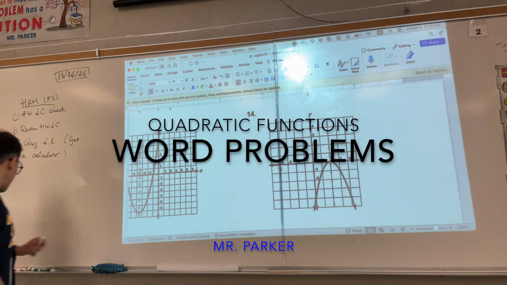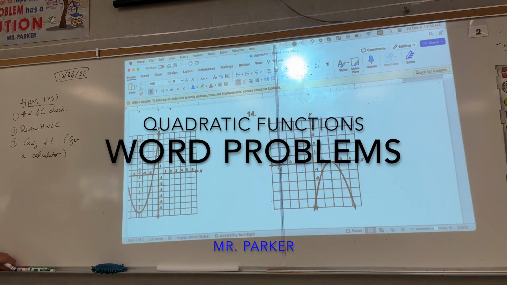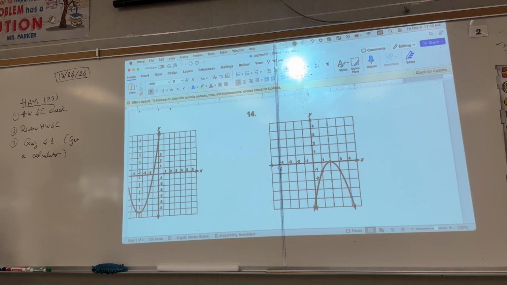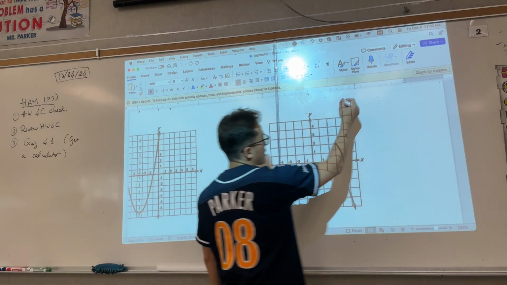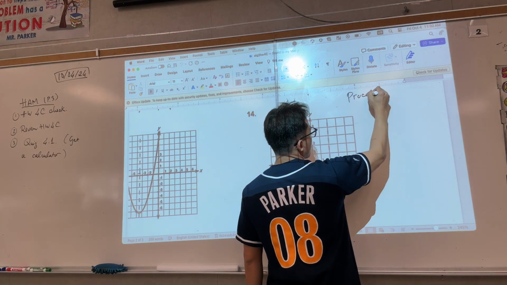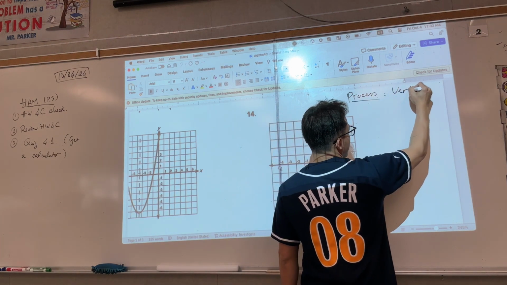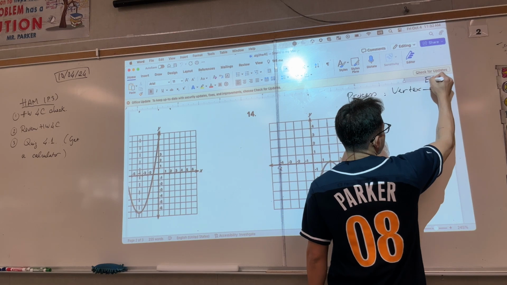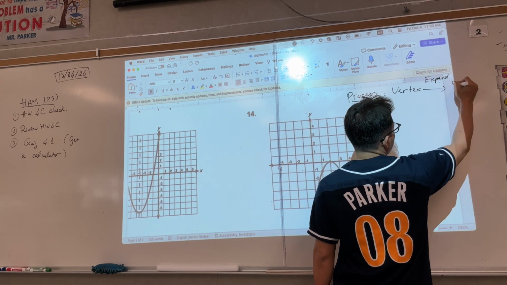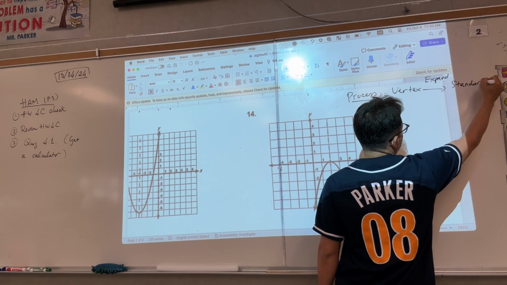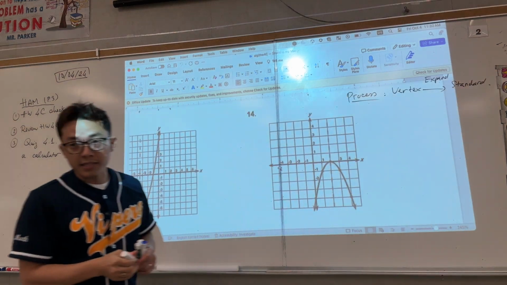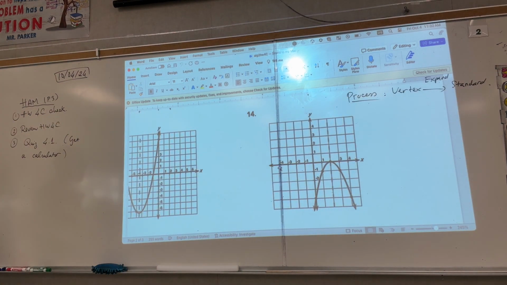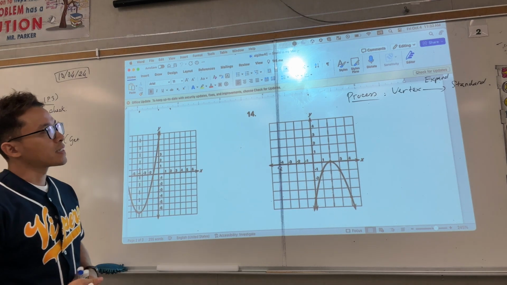Number 14 is asking you to write in standard form. But what is the method? What is the method we're going to do? Are we going to start with the standard form right away? We're going to go with the vertex form. The process is we're going to do vertex form and then expand it to make it become standard. Because remember, vertex form is when you see the parentheses, but standard form is no parentheses. Okay? So vertex form, easy.